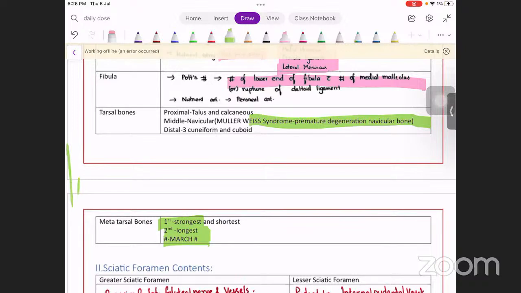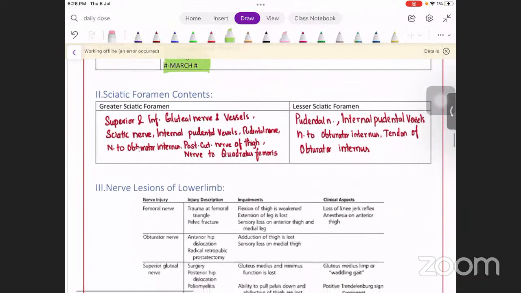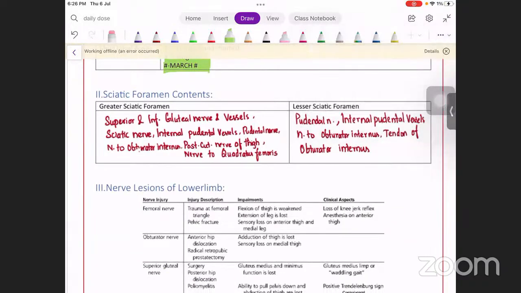Apart from that, you have the sciatic foramen contents. We have two types of sciatic foramen: one is the greater sciatic, another is the lesser sciatic. Among that, the foramen contents are a favorite for exception-type questions. For example, all of the anatomical structures can pass through the greater sciatic foramen, except, or all of the anatomical structures can pass through the lesser sciatic foramen, except. So these types of exception questions you may expect for the greater and lesser sciatic foramen contents. So we discussed that.